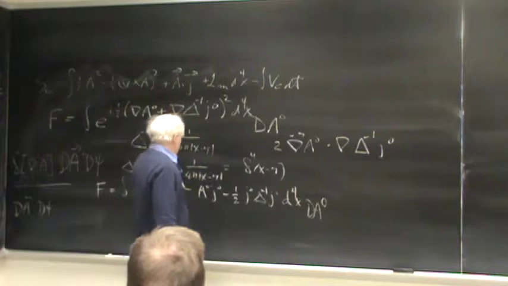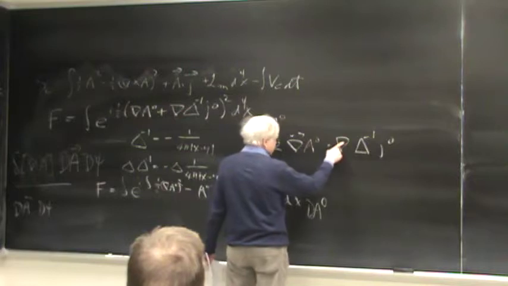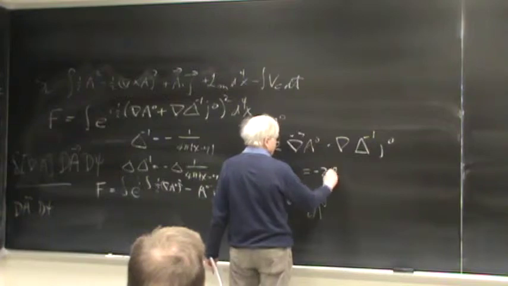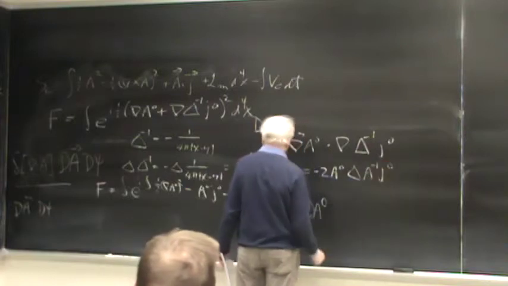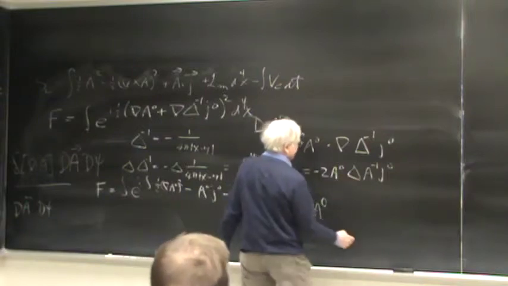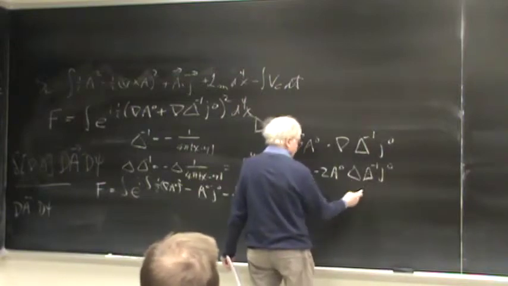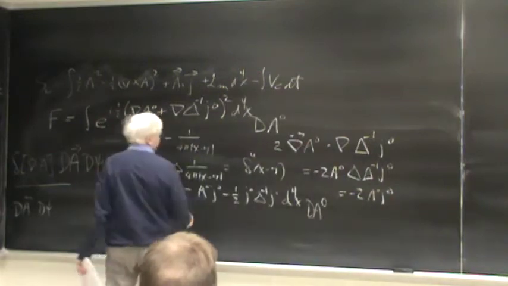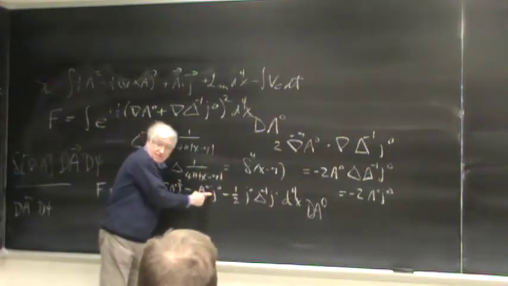Okay? All right, so if we want to get this, what we do is we integrate by parts, drop the surface term, and that gives us minus 2 A0 Laplacian inverse Laplacian J0. And Laplacian, I'm sorry, inverse Laplacian, inverse Laplacian is just 1, so this is minus 2 A0 J0. On the other hand, there was a 1/2 here, and so we just get minus A0 J0.